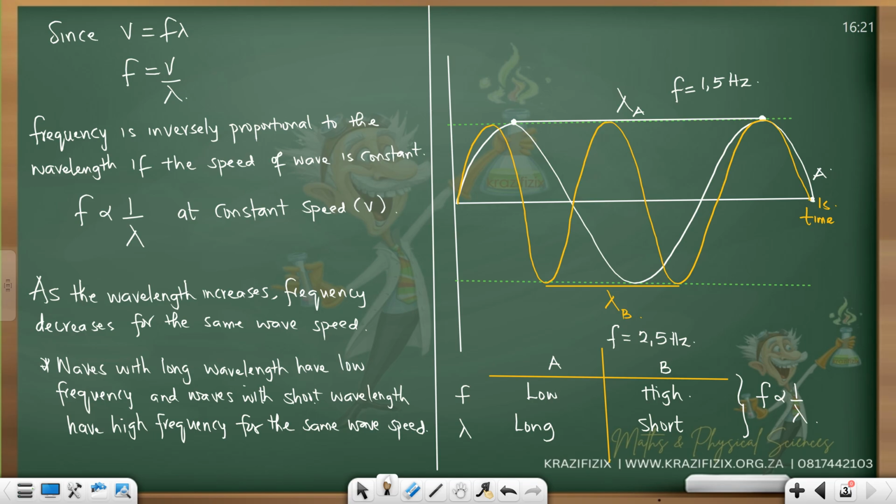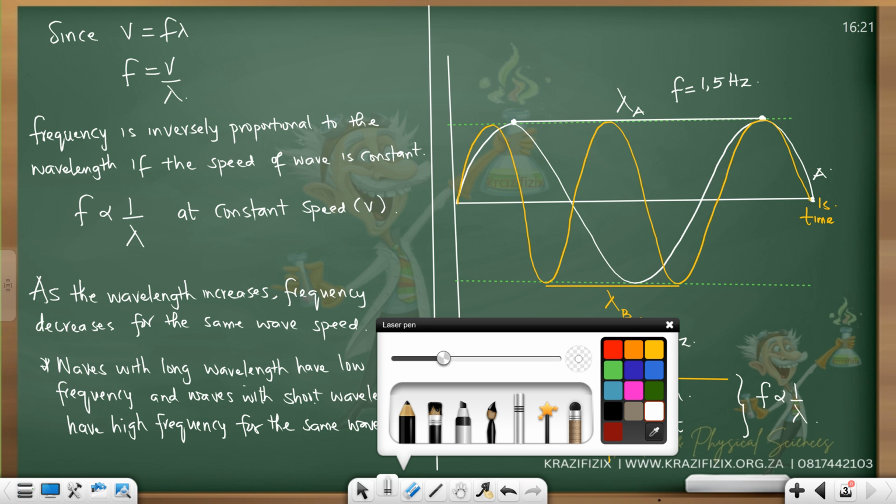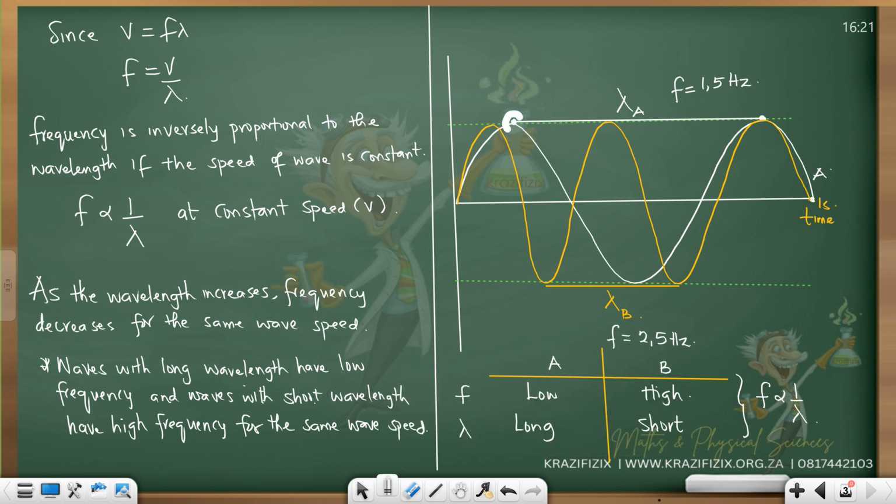So how do you determine the wavelength of the graph by just looking at it? You look at the distance between two successive points that are in phase. That's the crest to another crest. That's a wavelength. Did you see that right?